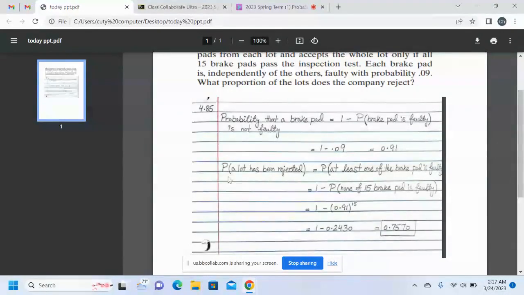After that, we have to find the probability a lot has been rejected. It's equal to the probability at least one of the brake pads is faulty, which is the complement: 1 minus the probability none of the 15 brake pads is faulty. 1 minus 0.91 to the power of 15. We will get 0.2430, and then after calculation we will get 0.7570, which is 75% probability. Great. Very nice. Thank you, Professor.